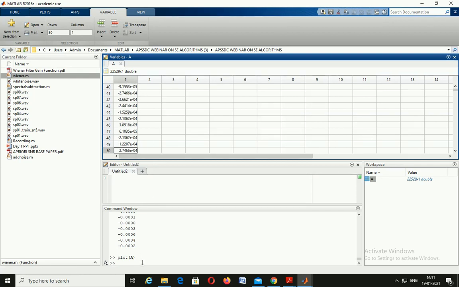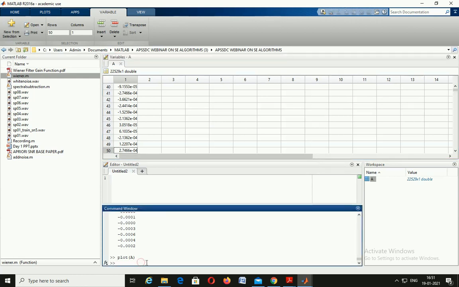Now, what is the meaning here? How many samples did you get here? It is 22529 into 1. That many samples you got here, right? The speech wave from sp01.wav is a continuous wave, a sound signal that you have already listened to. How we are storing it is, first of all, we do the sampling, and then we store the signal here.